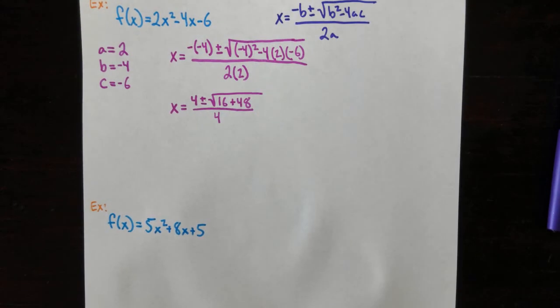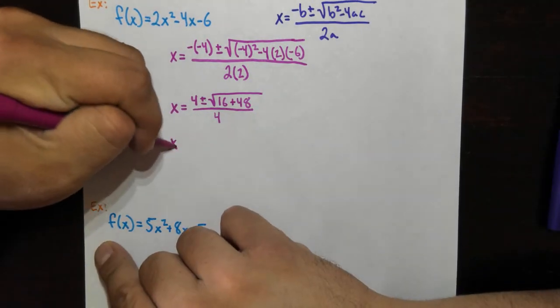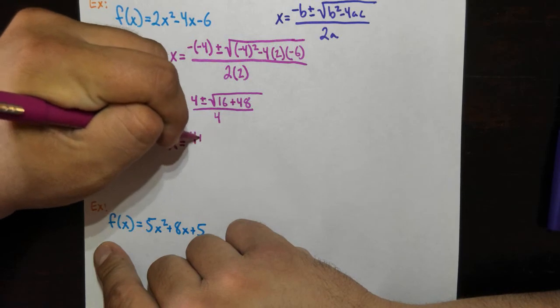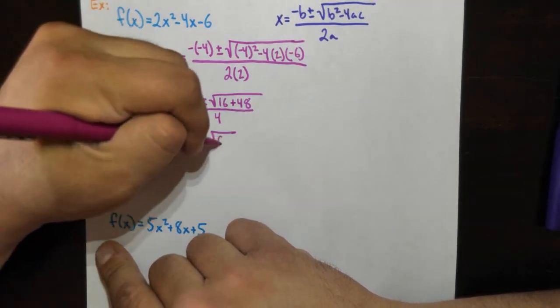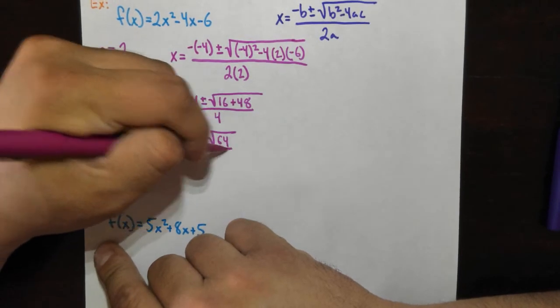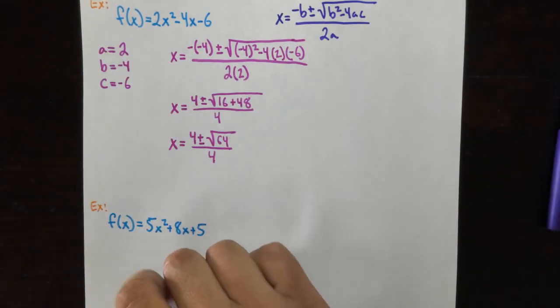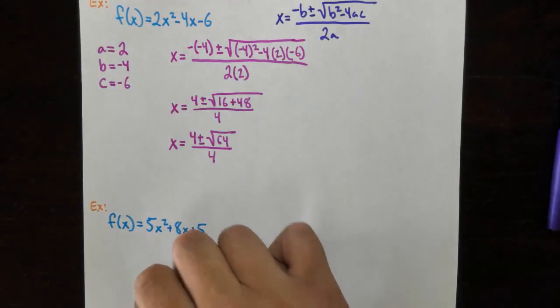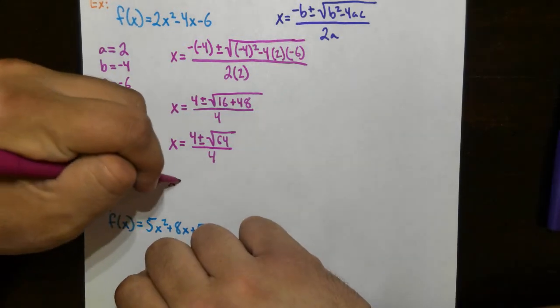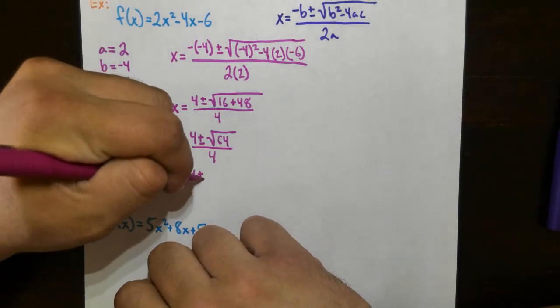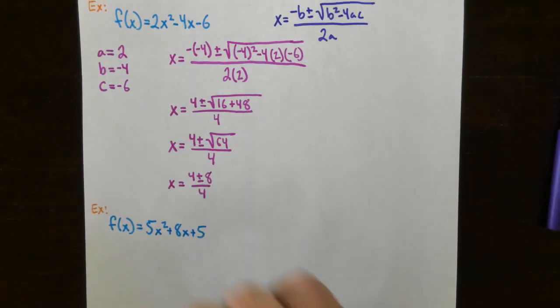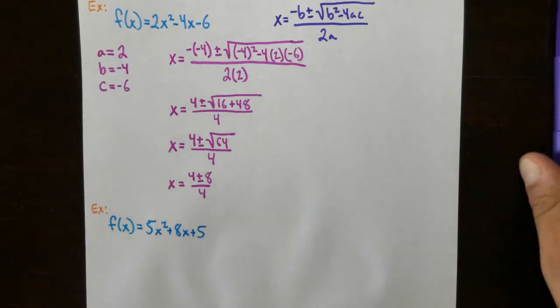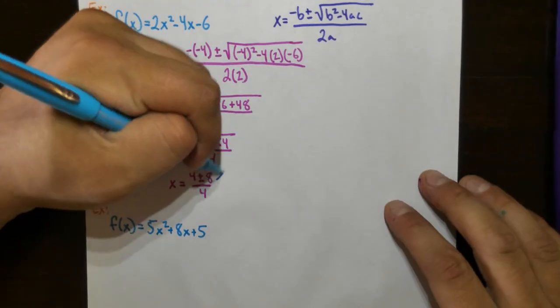Now we can continue simplifying under the radical some more. x equals 4 plus or minus the square root of 16 plus 48 is 64, divided by 4. And since 64 is a perfect square, we'll continue. x equals 4 plus or minus the square root of 64 is 8, divided by 4. And then at this point, we'll split it into two equations.